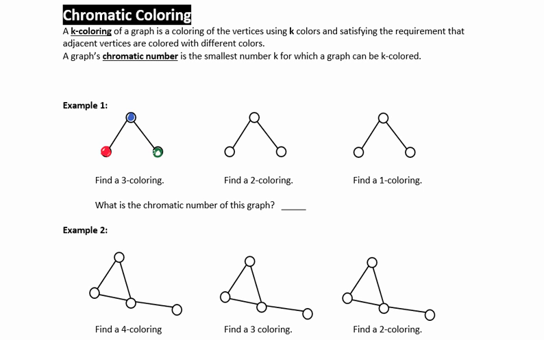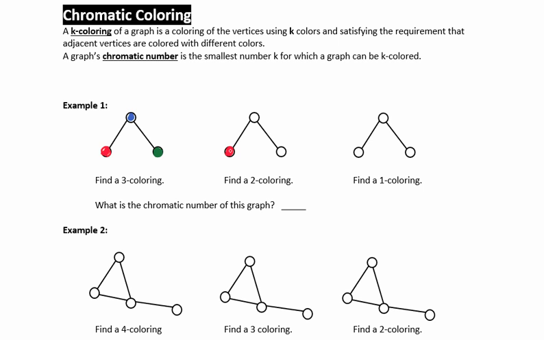Okay, so here's a case where I'm using 3 different colors. I've got red, I've got blue, I've got green. This is a 3 coloring. It used 3 colors. We have to satisfy the requirement that adjacent vertices are colored with different colors, so I can't break the rule of vertex coloring. The chromatic number of a graph is the smallest number of colors, K, for which it can be K colored. So am I able to use a 3 coloring? Sure.